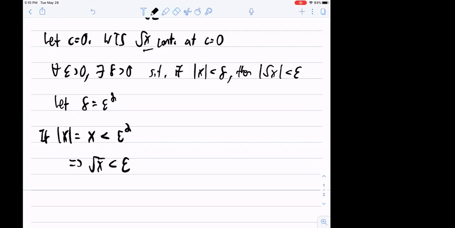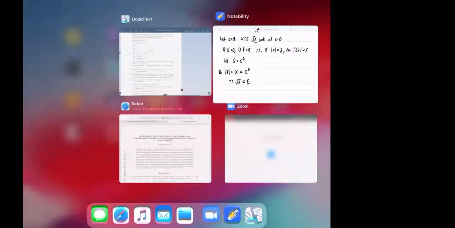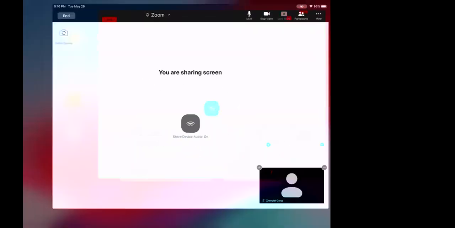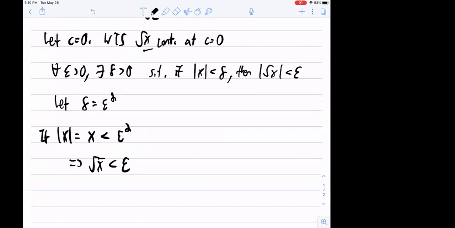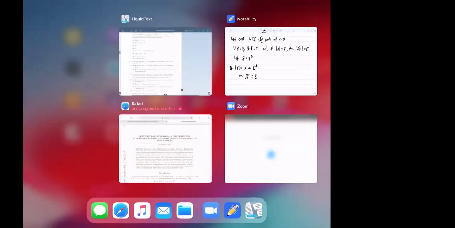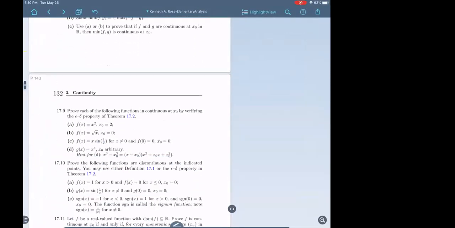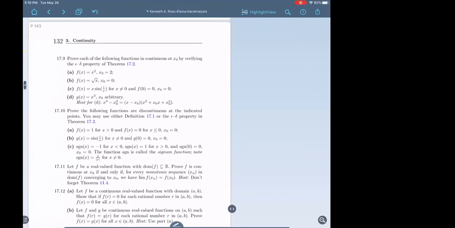So is everyone clear with this? The 0 case is simple, but you have to consider it separately. So, okay, great. So let's continue. Let's do more. 17.10. I'll do the first two for you.